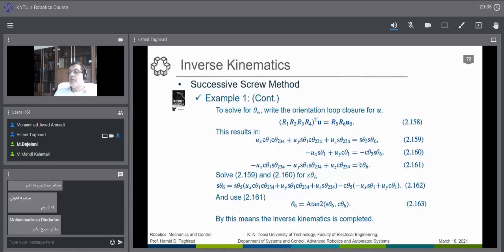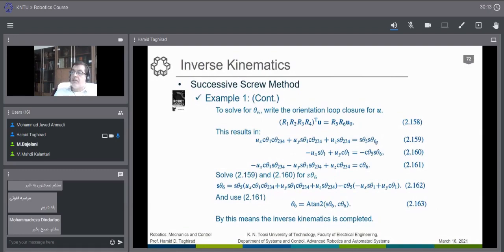Now we can use either of these 3 equations to find theta 6. One may simply use this equation and the inverse cosine here, but we rather use atan2 to not have a duplicated solution. We go here and use these 2 equations. As you see, we have sine of theta 6 here, sine of theta 6 here. It is quite simple to just eliminate this.